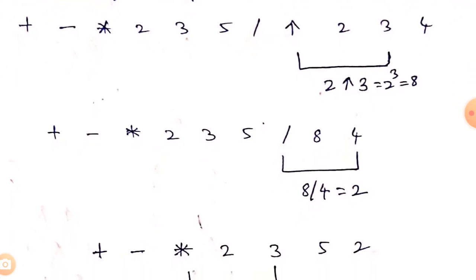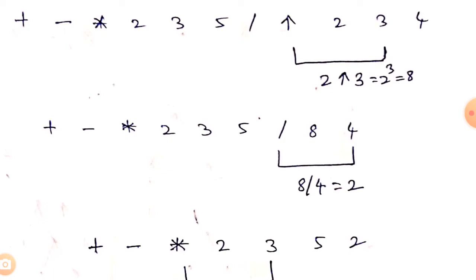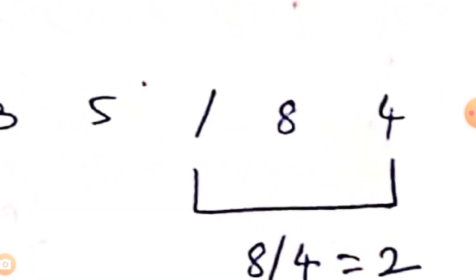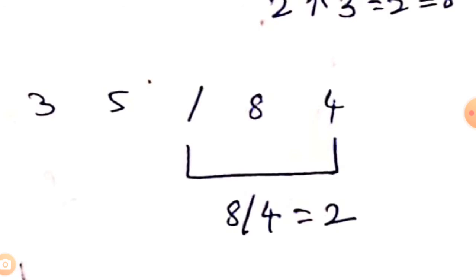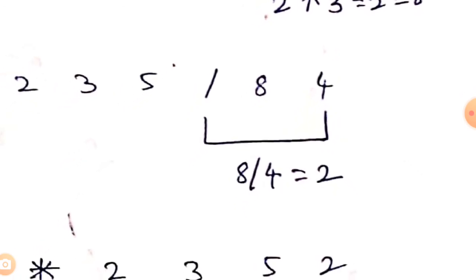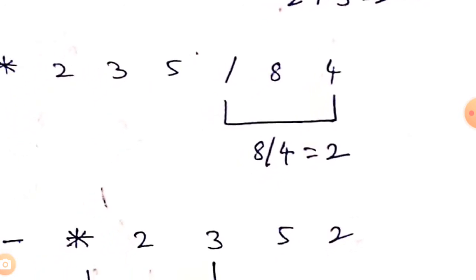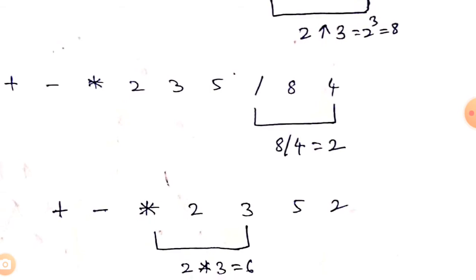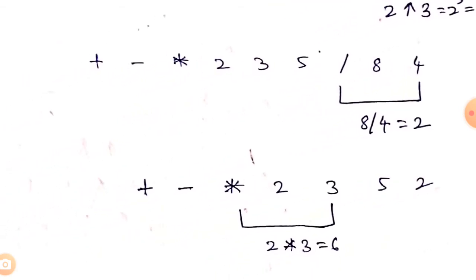Then after this, again from right to left, which operator is the first one? Division. Then go to division, then take 3. So here division 8 4. From this, how can we express 8 divided by 4? That is nothing but 2. So 8 by 4 is 2. Now you can replace these 3 values with 2.